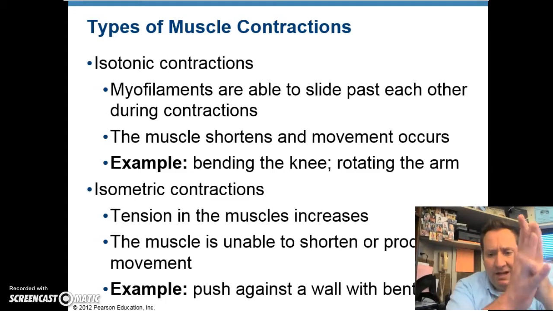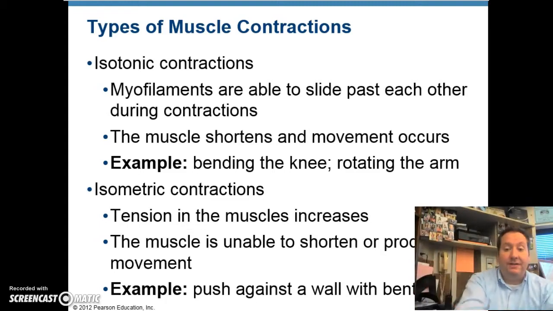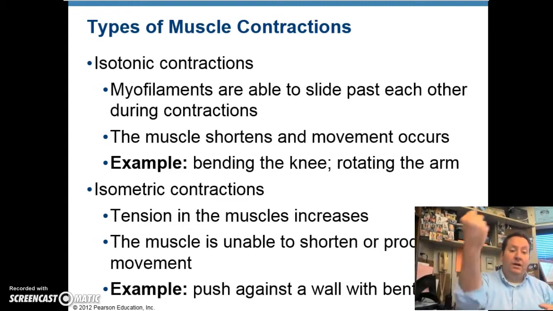An example of that would be pushing against a wall. I can't move that wall. So what you have is a lot of tension builds up in that muscle, and you don't have a complete contraction. With an isotonic contraction, you have full range of motion, you have that full contraction that can occur.